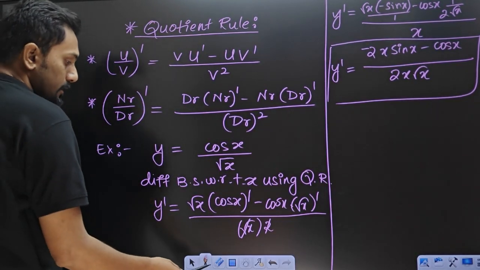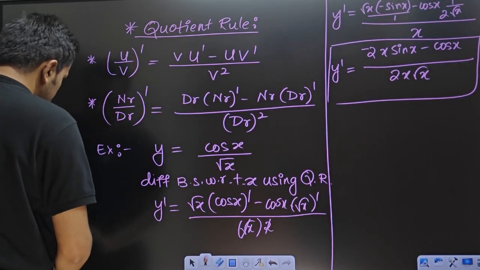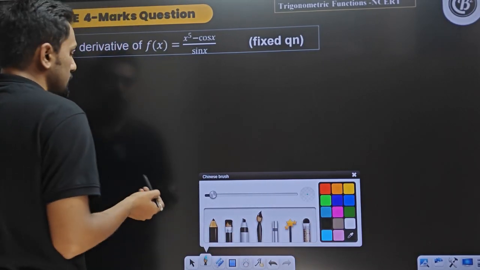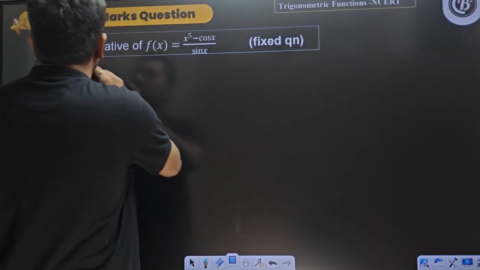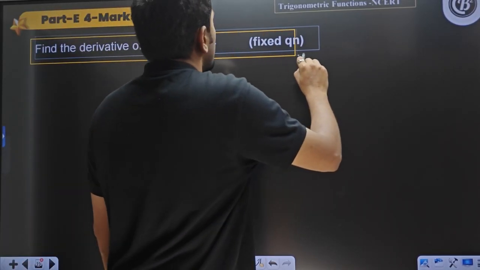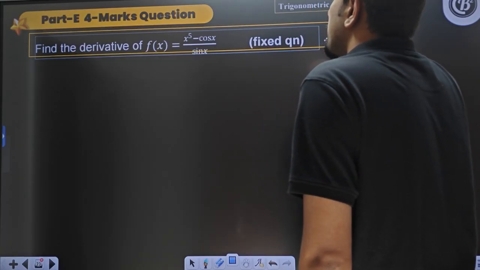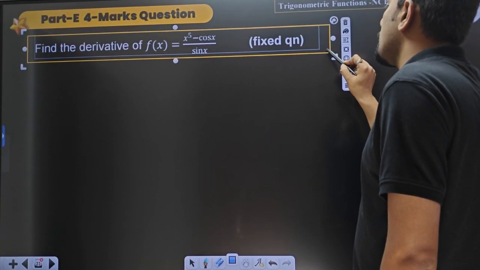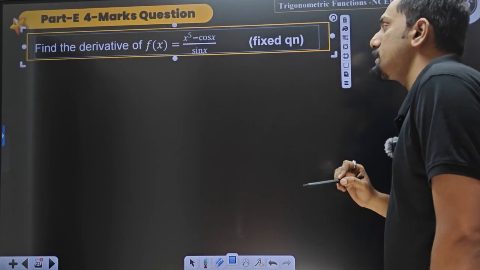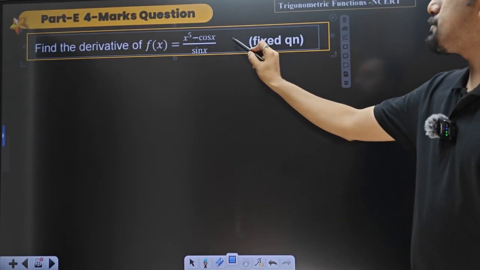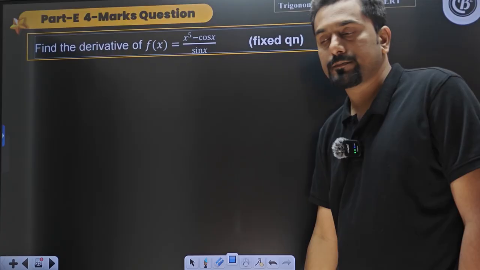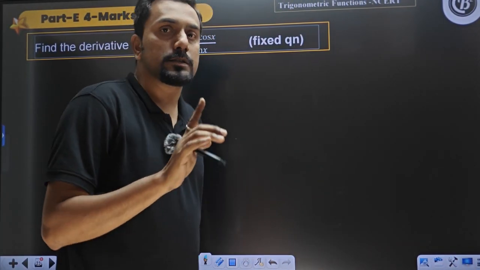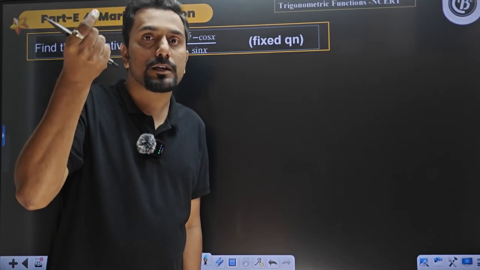Yes. So let us begin with the questions. The first question says, find the derivative of x power 5 minus cos x divided by sin x with respect to x. See, you must not confuse this question with the one that says with respect to x from the first principle.